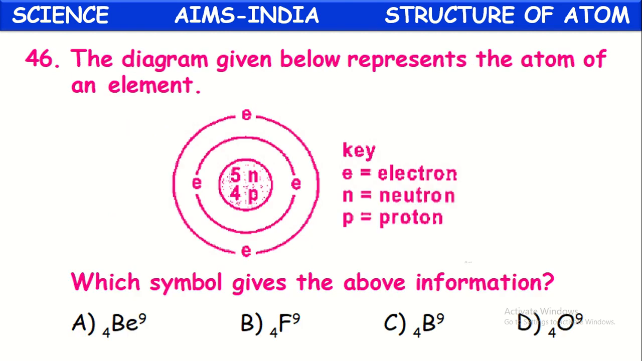Okay, next. The diagram given below represents the atom of an element. Which symbol gives the above information? To know that, first let us see the atomic number, which means the number of protons. The number of protons is 4. The element with atomic number 4 is beryllium. And how many electrons are there? 4 electrons. And the number of neutrons is 5. So the number of nucleons, or mass number, will be 9. So 4 Be 9 is the correct representation of that atom.